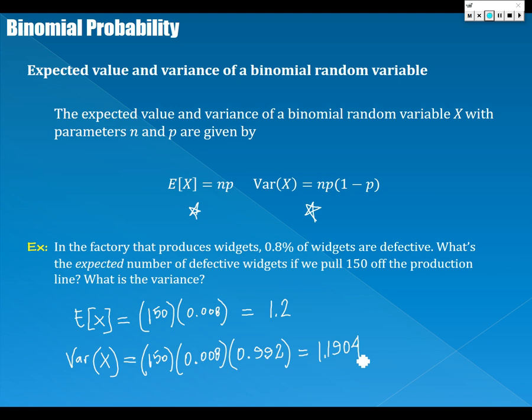Okay. Good. And by the way, this is in widgets, for the expected value, 1.2 widgets. Again, we want to make sure that we're clear. There's never a time on a given morning that when you pull 150 off the line, you'll get 1.2 detected widgets, right? But we want to emphasize the thought here about expected value. If you do this every morning, pull 150 widgets off the line and check, in the long run, on average, you will get 1.2 per day.